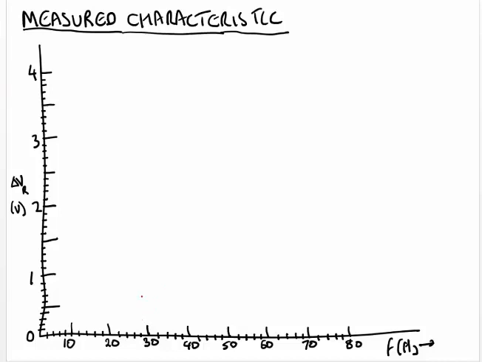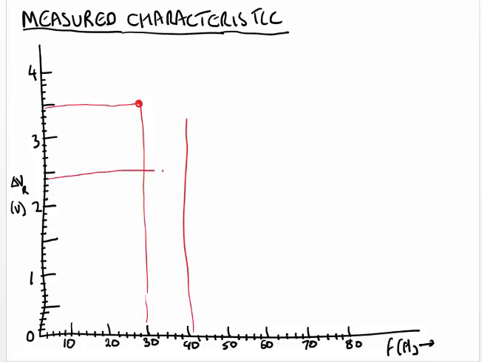29.7. That's basically 30. And this is 3.423. So 30 and 3.423 is round about there. So 29.7 and 3.423. And then 40.25, and this is going to be 2.39. So 40.25, 2.392.